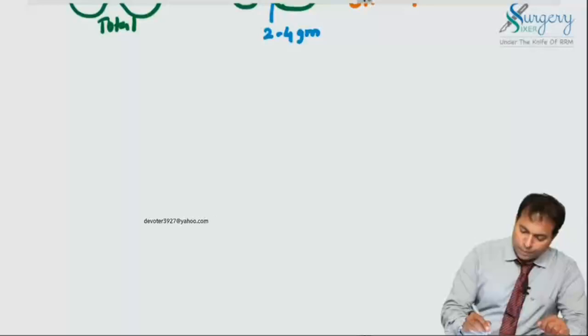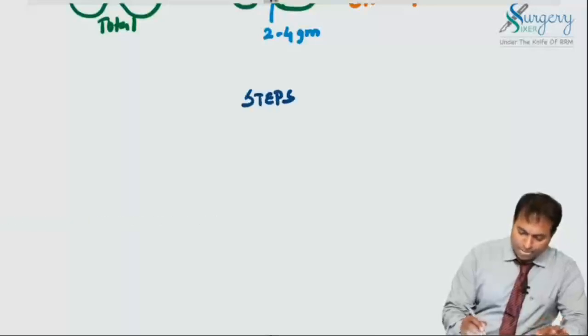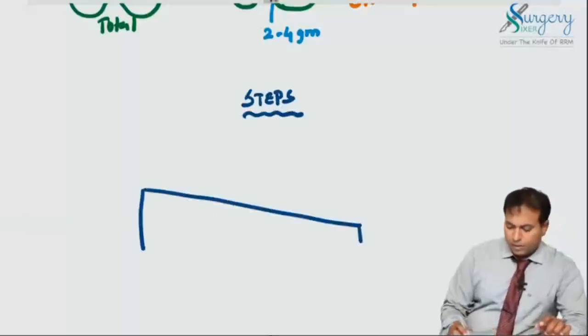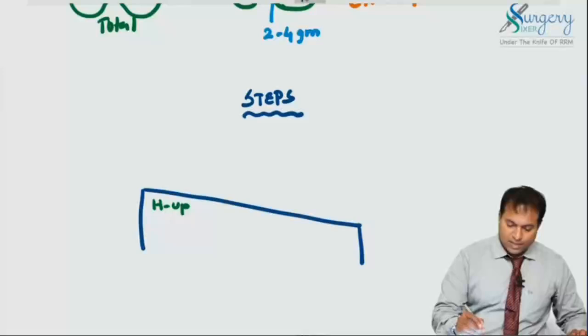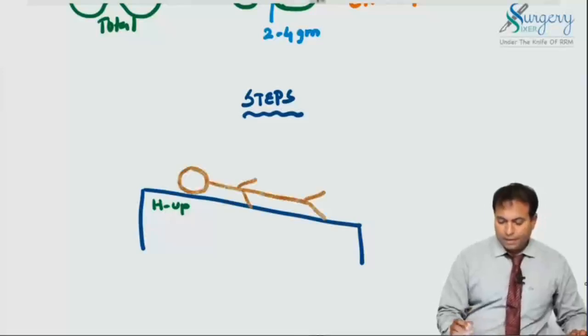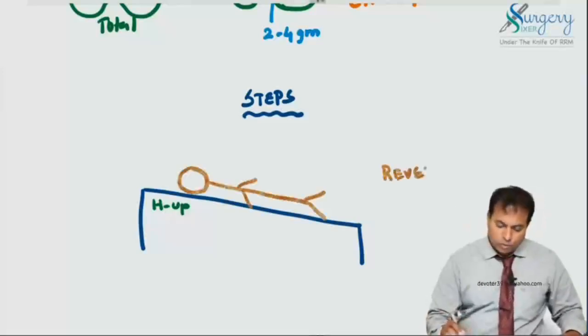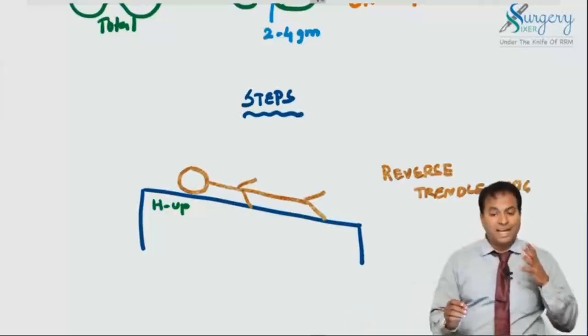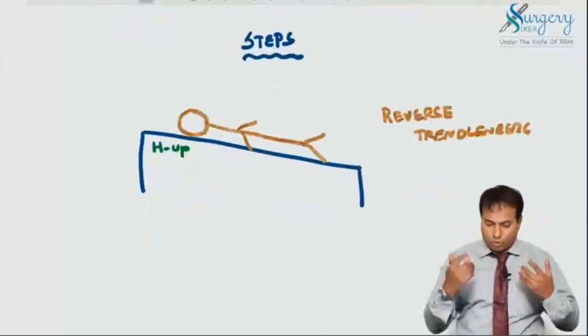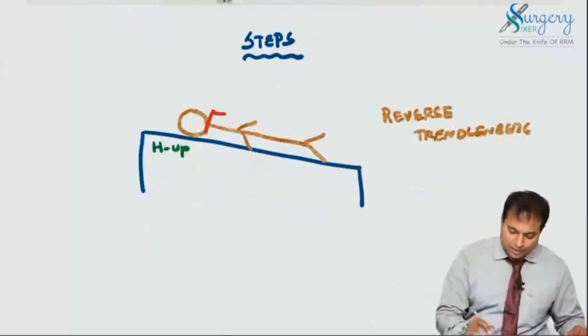Now I am going to tell you the steps in thyroid surgery. A patient has come to you for thyroid operation. You put the patient on the table in a head-up position. What is this position of the operating table known as? This is known as reverse Trendelenburg position. What is the use? By putting reverse Trendelenburg position, the veins in the neck collapse and there is less bleeding when you operate on the neck.